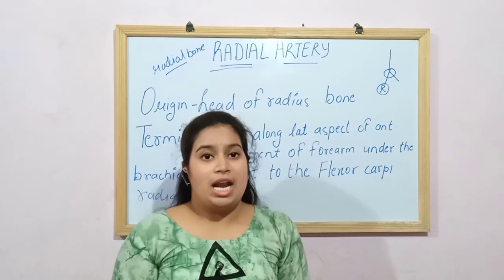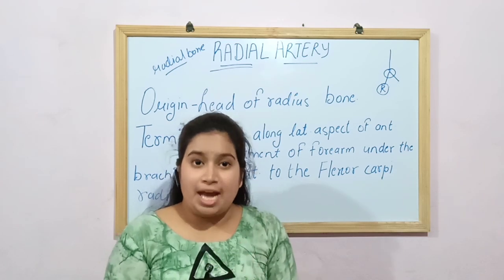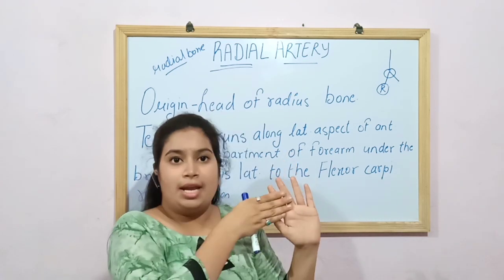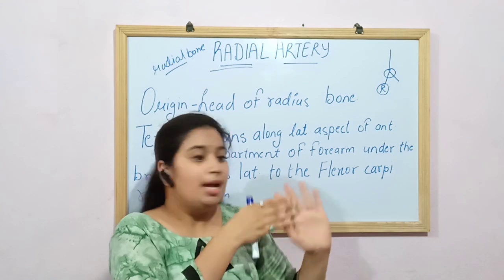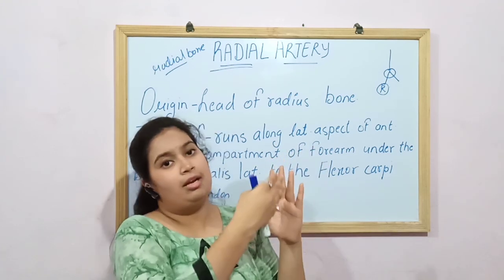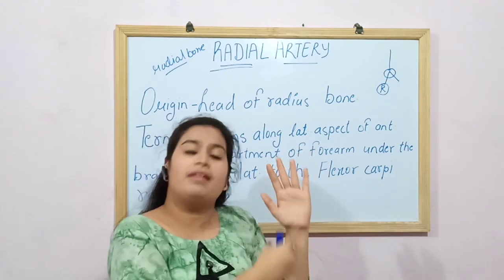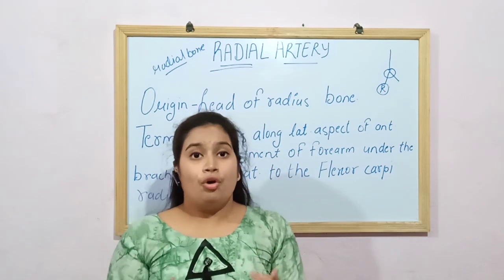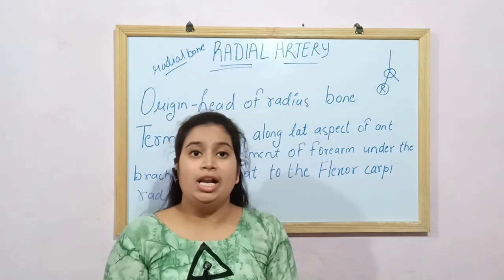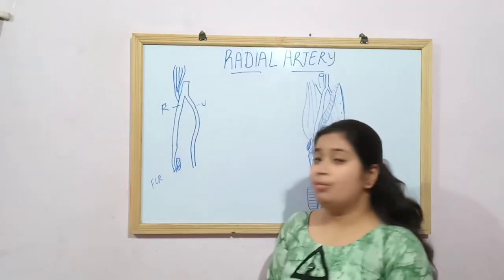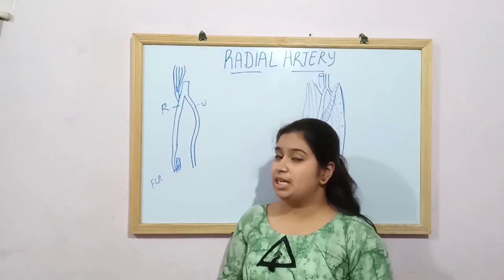So as they are anastomosed, if the radial artery is damaged, the ulnar artery will carry on supplying the blood to the hand. And if the ulnar artery is damaged, then the radial artery takes over. Though radial artery is very superficial, it is easy to repair. Now moving on towards the course of the radial artery.